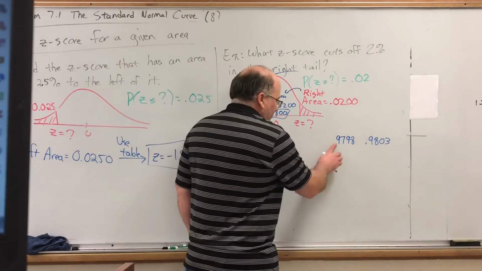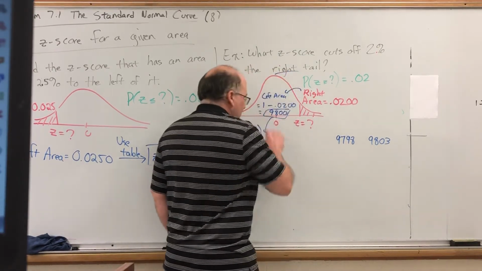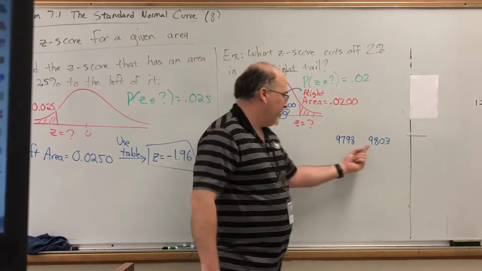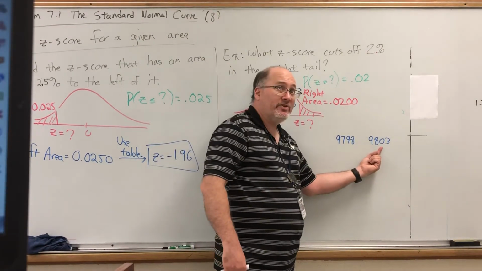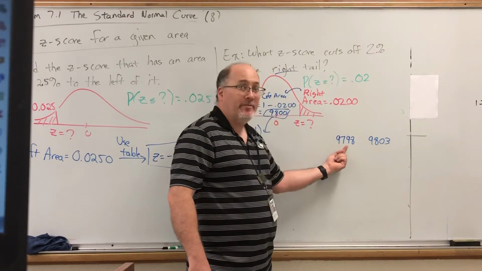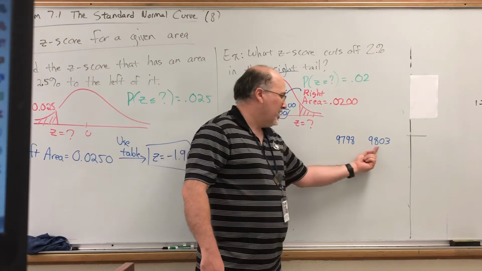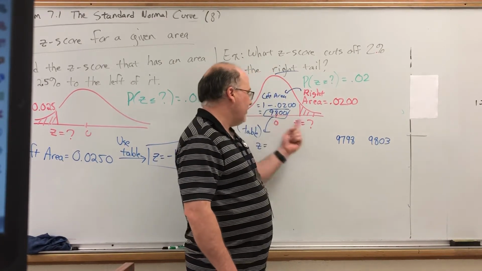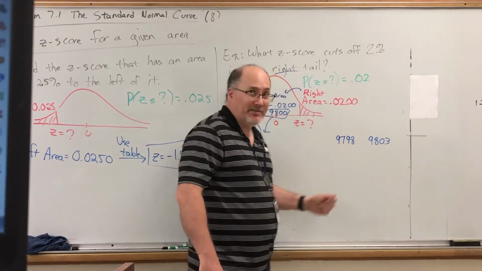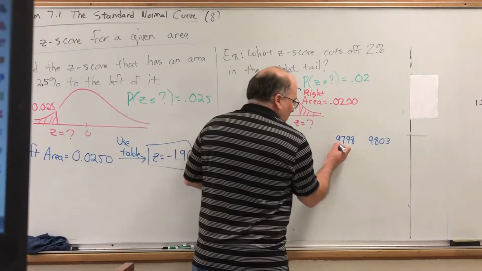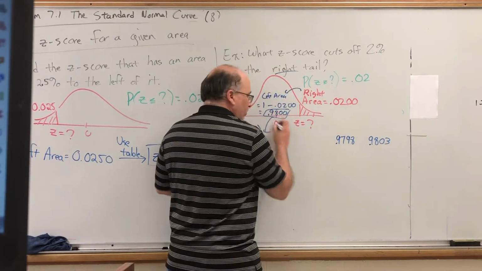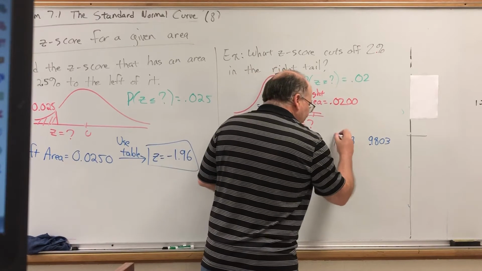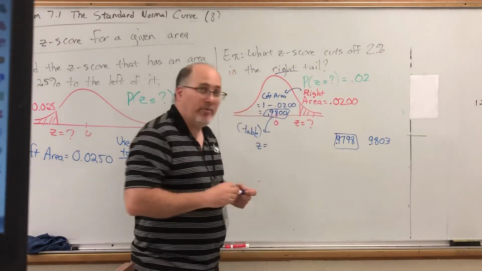Well, ignore all the decimals for a second. 9,800 is 3 away from this, but it's only 2 away from that. So if you think about how far apart the number you're looking for is from the numbers that it's in between, whichever one has the smaller difference is the one that's closer. So we're going to use this area to look up our Z-score.